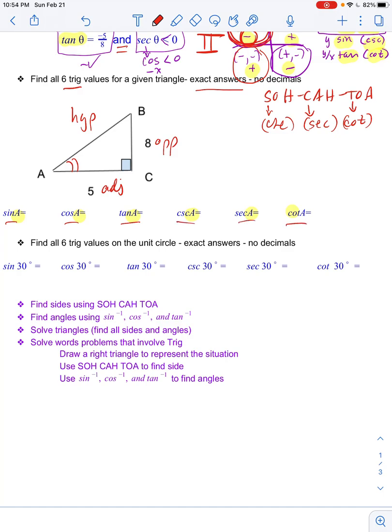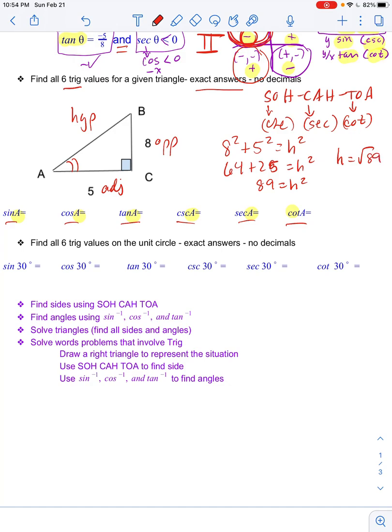So first of all, we need the third side of the triangle, and we don't have that. So we're going to need to take 8 squared plus 5 squared to get our hypotenuse squared. So that'll be 64 plus 25 equals h squared. So that's going to be 89. So my h is going to be the square root of 89.